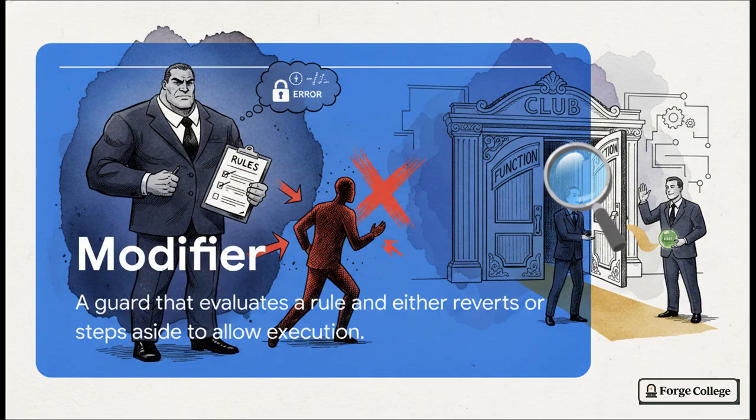In Solidity terms, that means the transaction reverts, the door slams shut, and an error gets thrown right in their face. But what if the caller actually follows the rules? Then the guard politely steps aside, opens the door, and allows the function's code to execute. It's an elegant, brilliantly simple system.